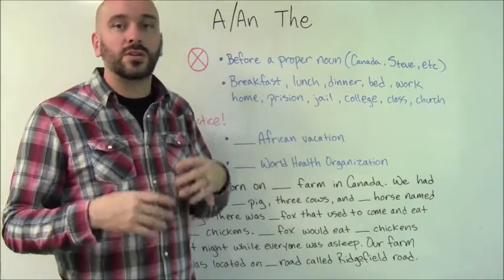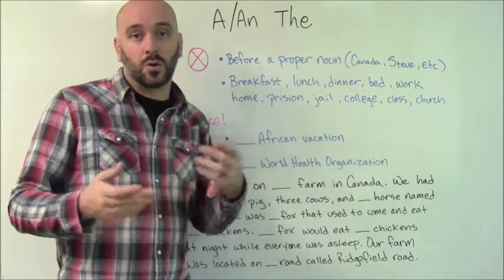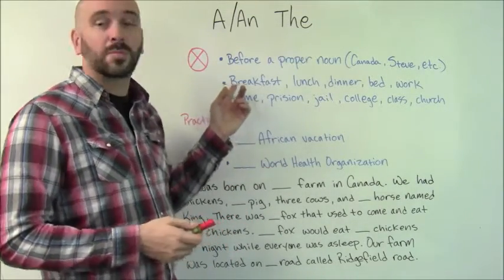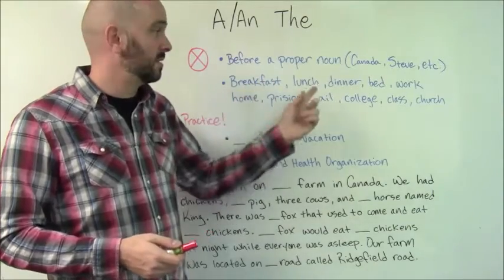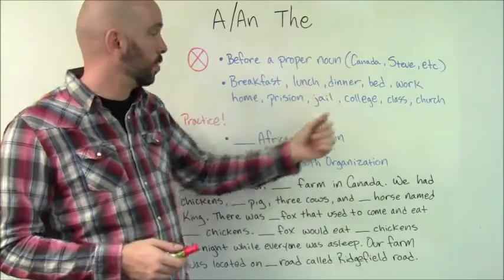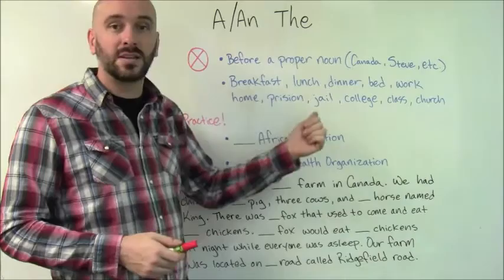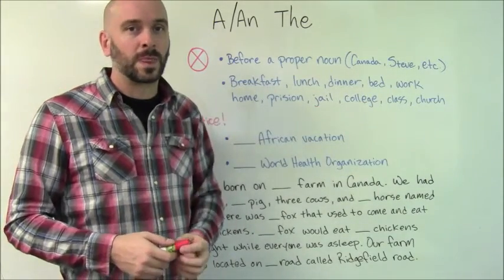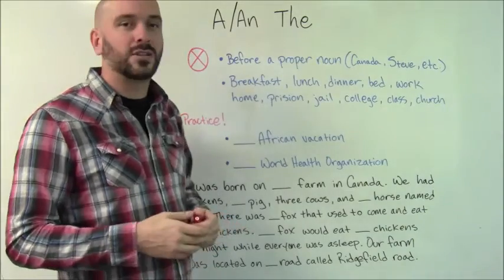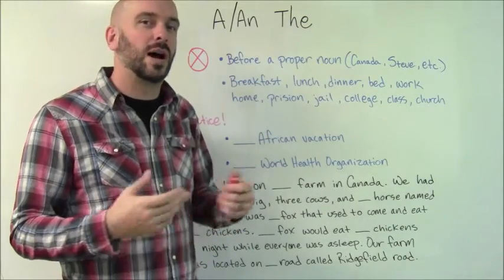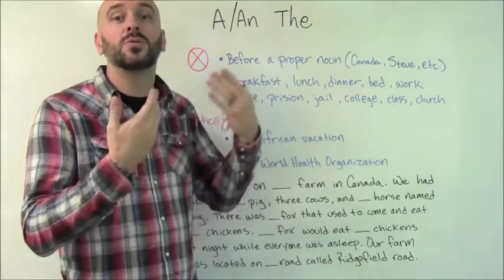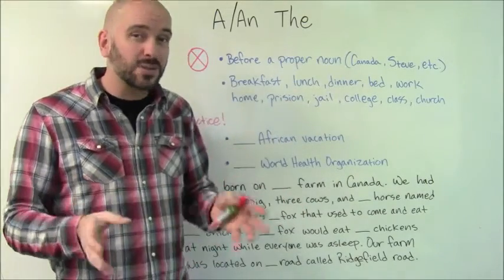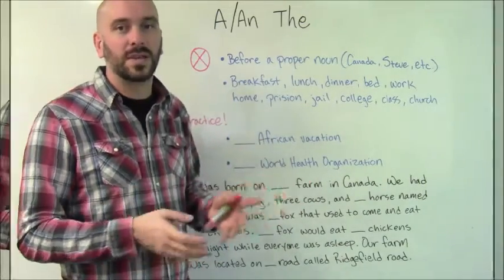Also, some words that we don't generally use a, an, or the with are words like breakfast, lunch, dinner, bed, work, home, prison, jail, college, class, and church. We don't usually say, I'm going to the bed or I'm going to a bed. We just say, I'm going to bed. Although there are exceptions to these rules, this is generally the case.